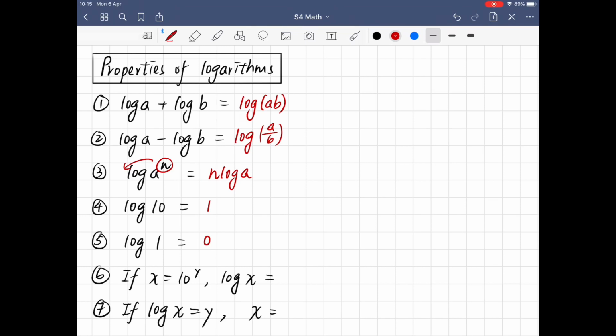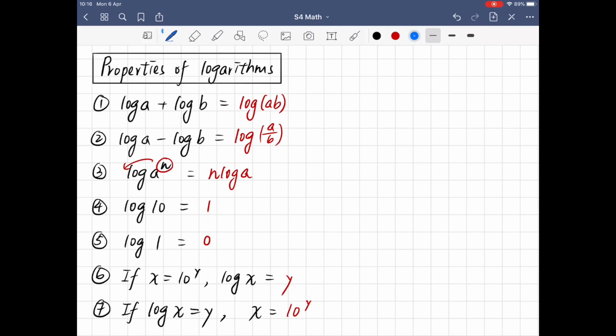For question 6, if x is equal to 10 to the power y, then if we take log on x, it will directly equal y. And finally, for question 7, if log x is equal to y, and we want to take off the log, then we can simply use 10 to the power y.